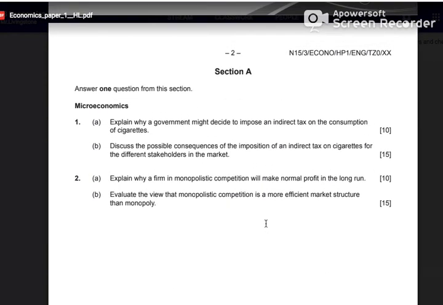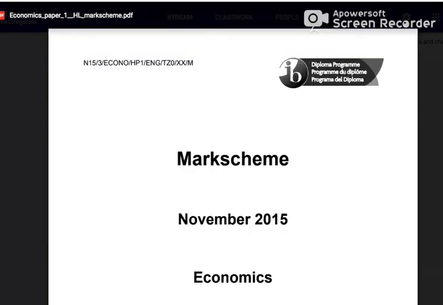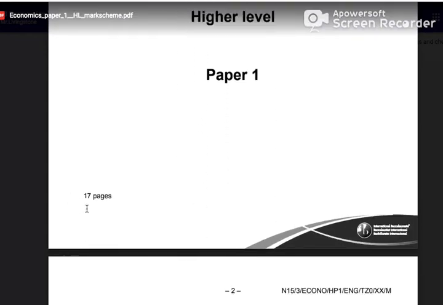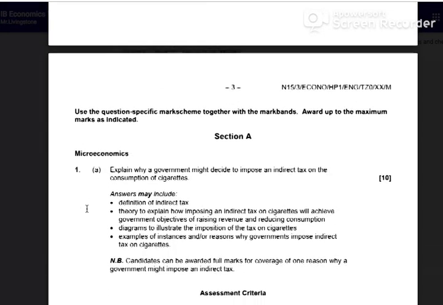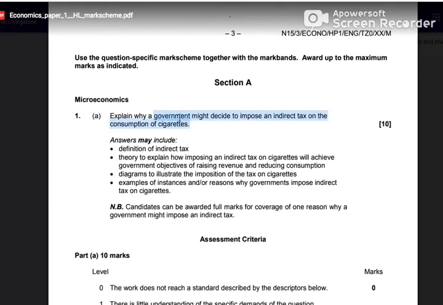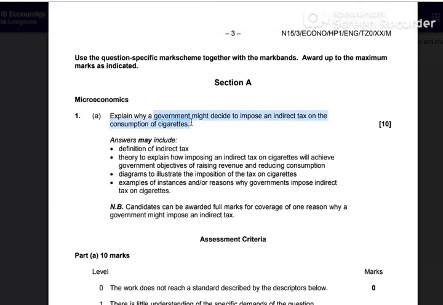Looking at the mark scheme then for this, just checking it. So here we go. Explain why government might decide to impose indirect taxes. Answers may include, but not everything, it'll include. You define obviously indirect taxes, explain the theory. You've got a diagram, and then some examples, just like the plan.